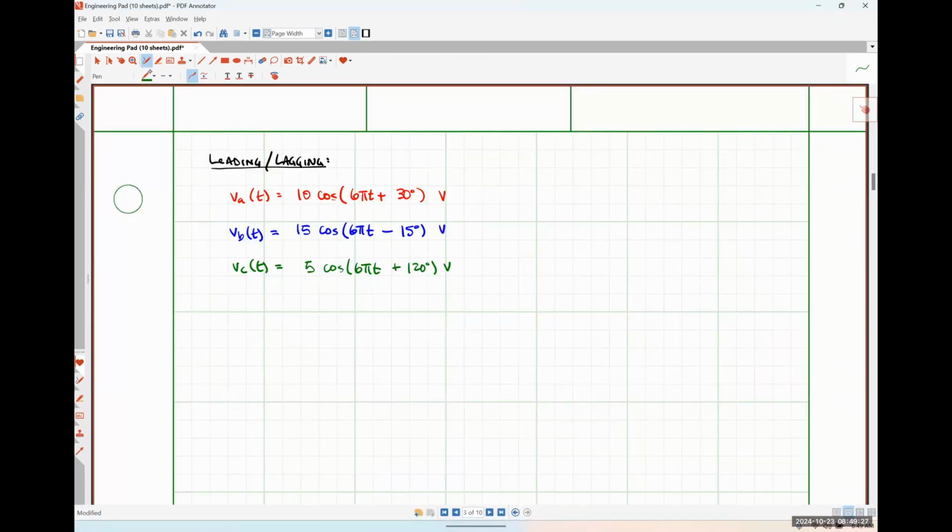So a waveform leads another signal if it hits its peak value earlier in time than the signal it's being compared to.